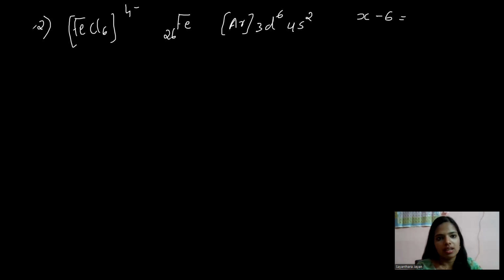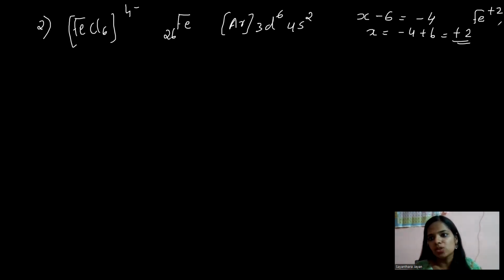Then here, the sphere contains 4 minus, it is an anion, right? So it is minus 4. X minus 6 is equal to minus 4. X is equal to minus 4 plus 6, which is equal to plus 2. So iron is in Fe2 plus, right? Fe plus 2 state. So you have to write the configuration of Fe2 plus. Oxidation state of iron, you found it as 2 plus. So it is Fe2 plus.